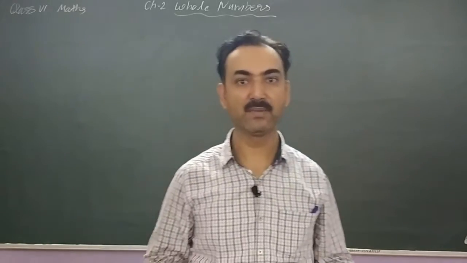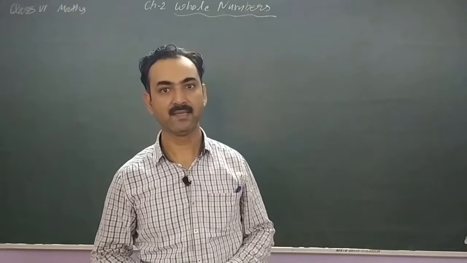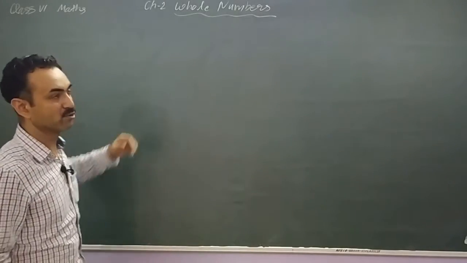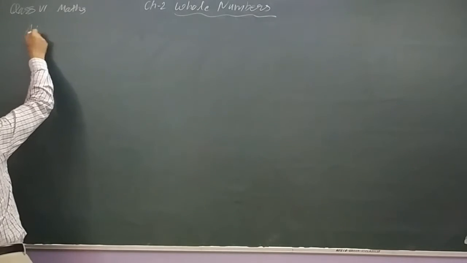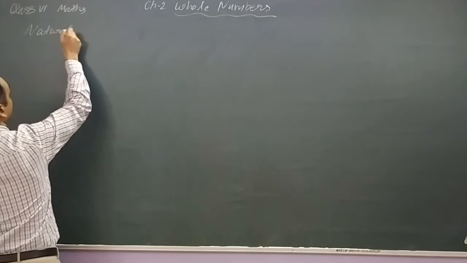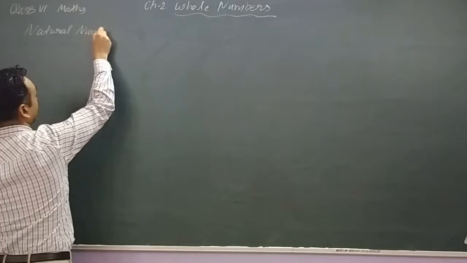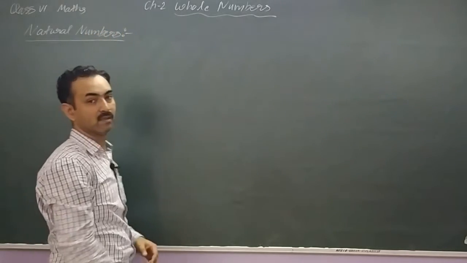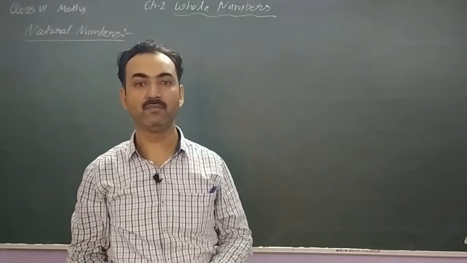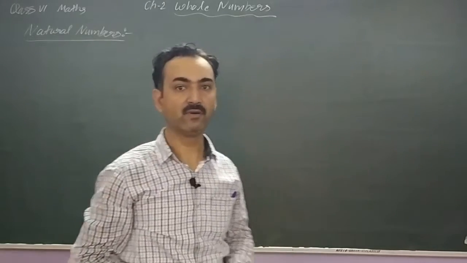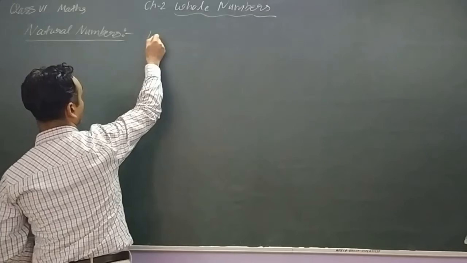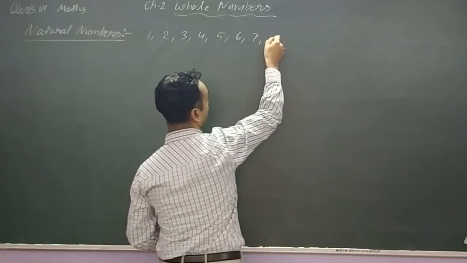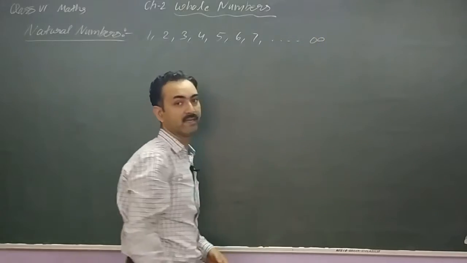Today we are doing chapter number 2, whole numbers, of class 6. Let's first do the topic natural numbers. We know natural numbers start from 1: 1, 2, 3, 4, 5, 6, 7 up to infinity.